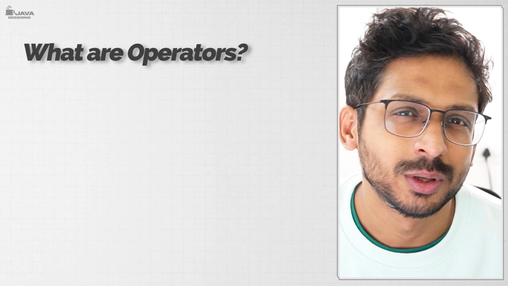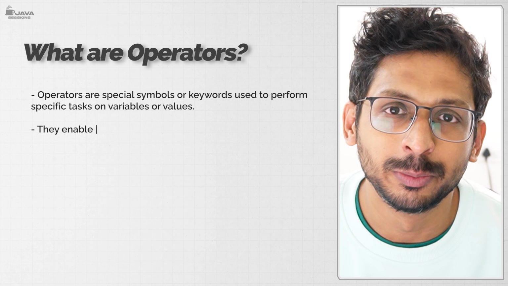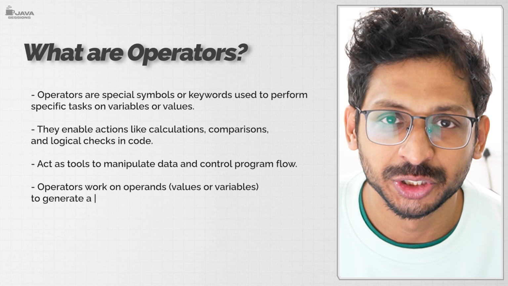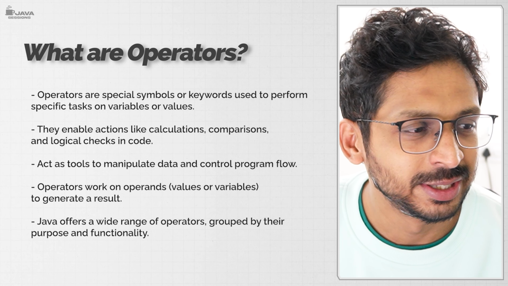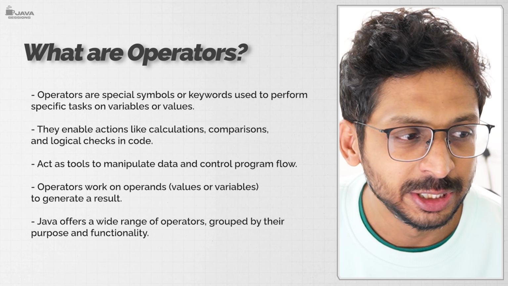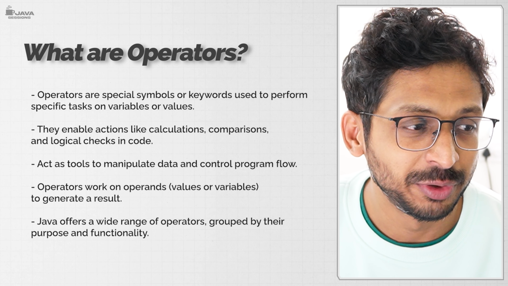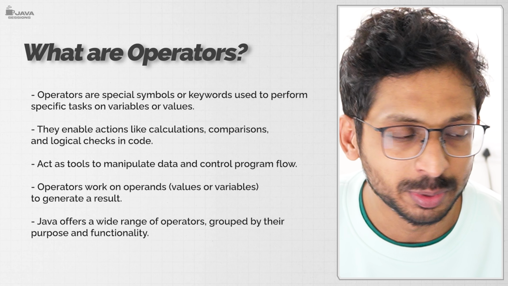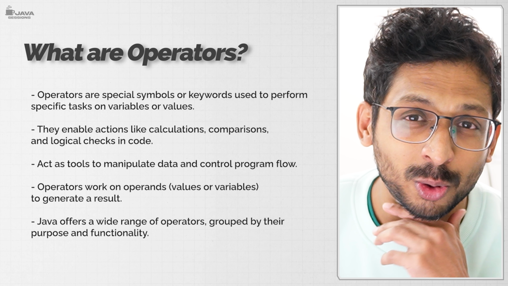Let's start with what are operators in Java. In Java, operators are like tools which help us perform operations on data, whether it's math, logic, comparison, or assignment. They help us write simple expressions like total is equal to price plus tax. So here the plus and the equal to are the operators, and we can also have a condition like if age is greater than 18. Here the greater than is the comparison operator. These may look like small symbols, but behind the scenes they are doing a lot of heavy lifting.